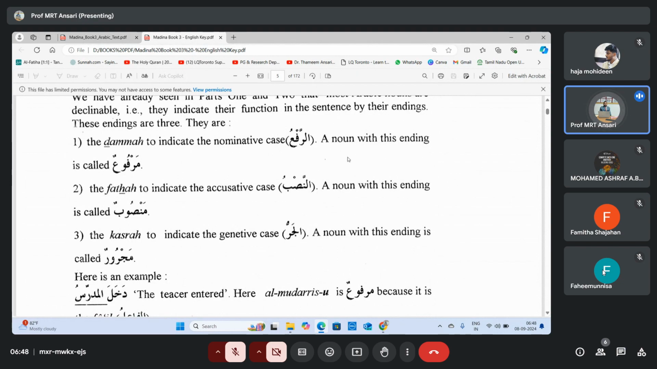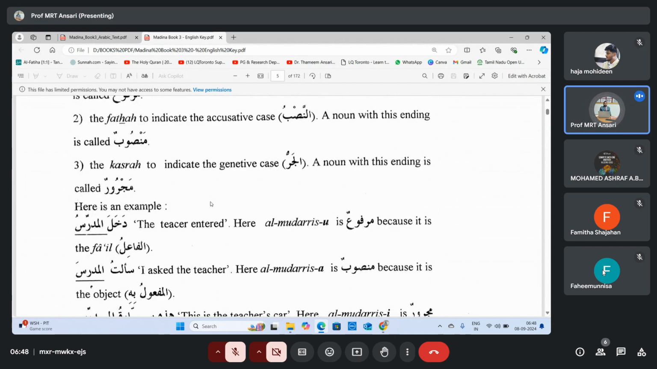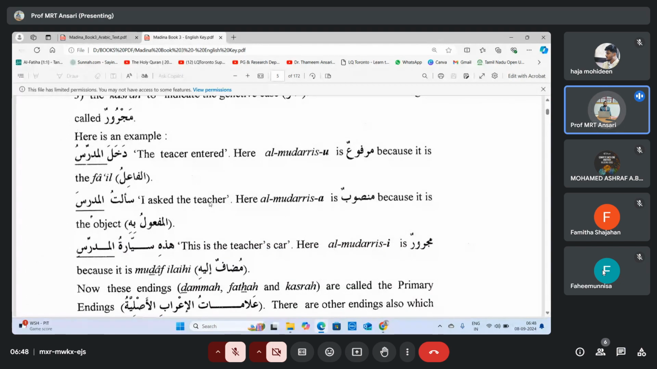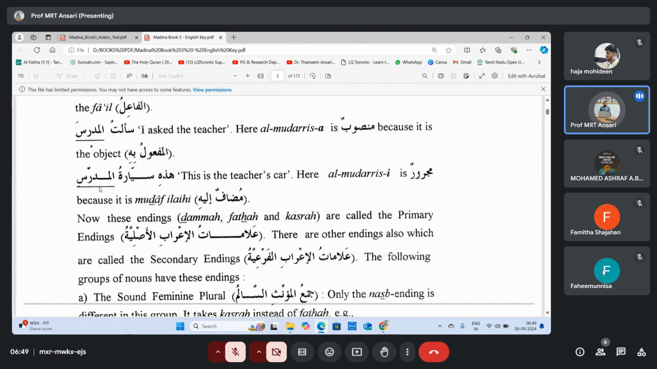A noun with this ending is called marfu. Number two, the fatha to indicate the accusative case and nasab. A noun with this ending is called mansub. The kasra to indicate the genitive case, jar. A noun with this ending is called majrur. So examples are dakhal al-mudarrisu, where al-mudarrisu is marfu because it is fa'il. Sa'altu al-mudarrisa is mansub because it is maf'ulun bihi. Hadihi sayyaratul mudarrisi, whereas mudarrisi is majrurun because it is mudaf ilayhi.